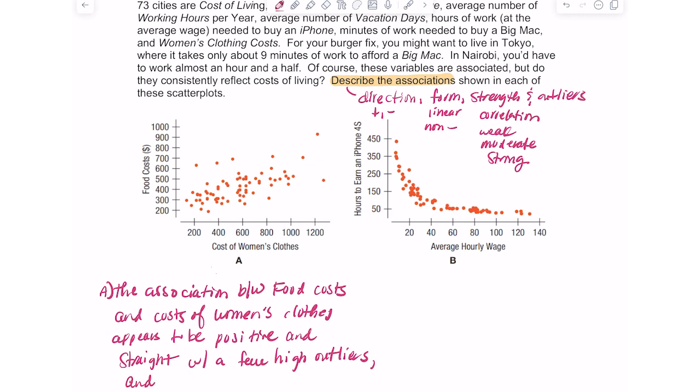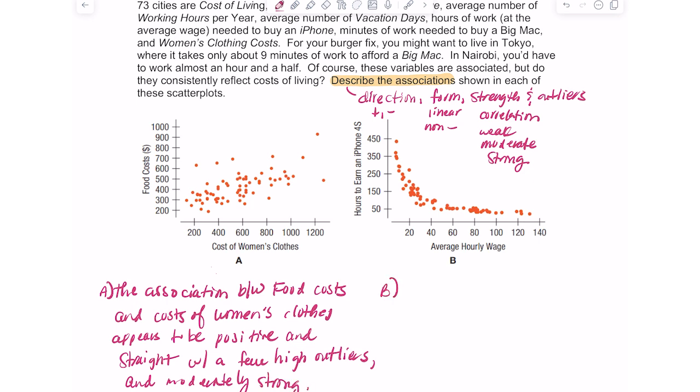How would I know if it's strong? Well, if it's making more of what appears to be a line. And how do I know if it's weak? If it just looks like there are random points scattered where there is no form there. So for right now, we'll just say moderately strong.